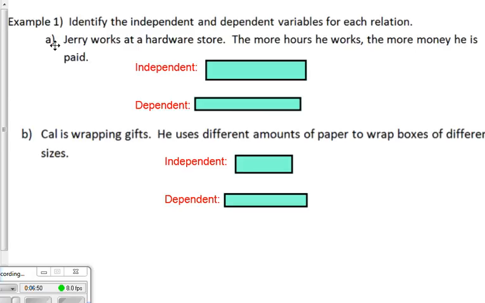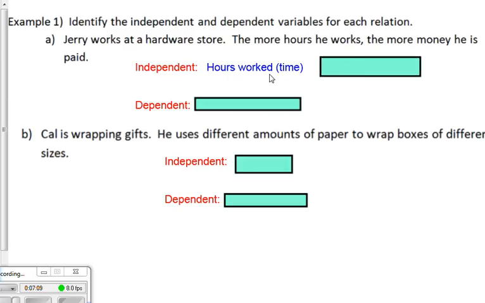For letter A here, Jerry works at a hardware store. The more hours he works, the more money he is paid. Okay, seems like a pretty typical hourly wage job. So his independent variable, the one that just kind of happens on its own, or the one that he can kind of control, is the hours that he's worked, the time. Okay, if he works 1 hour, he gets so much money. If he works 2 hours, he would get twice as much money. 3 hours, 3 times as much as just working for 1 hour. And it moves up steadily from there.